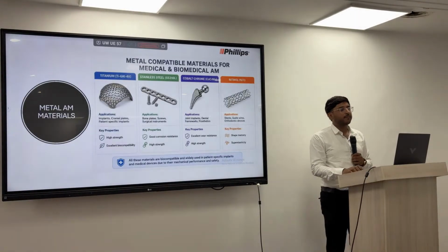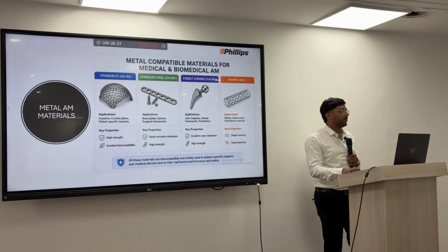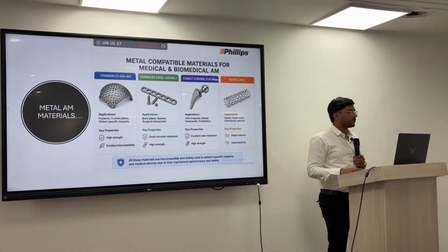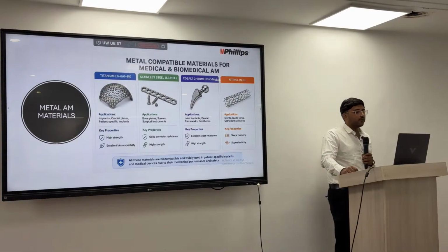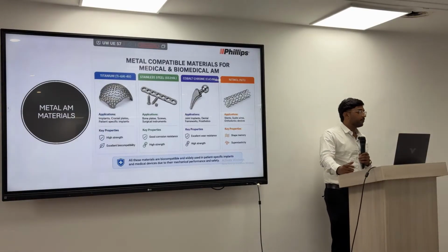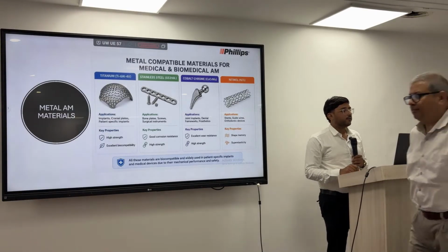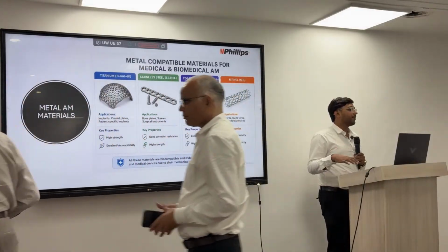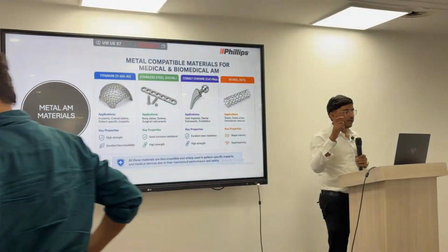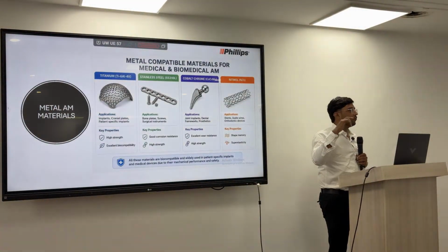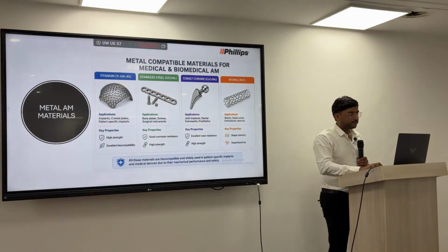So the metal compatible materials are titanium, which is commonly used for implants. Okay, stainless steel, which can be used for the screws. Bone plates we are making. Then cobalt chrome, which is for joint implants. And nitinol, you can see the stents, stents and guide wires, which can be used in angiographies.